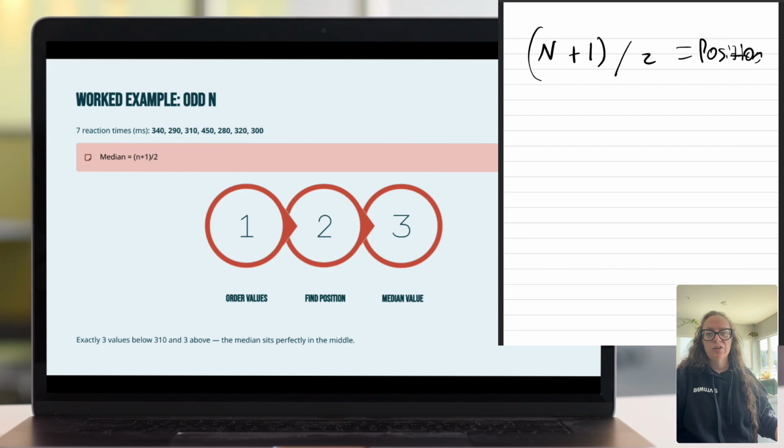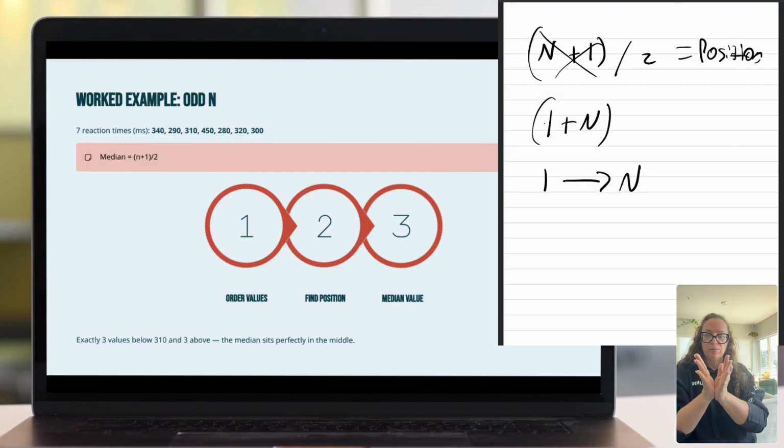And the way I think about it is, it's easier if you think 1 plus n, because this is the range. You've got one value all the way to whatever the total amount of your values are. And then you're going to find the middle. That's the divided by 2 part. So you take the range 1 to however many values you have and then divide by 2 to find what's in the middle.